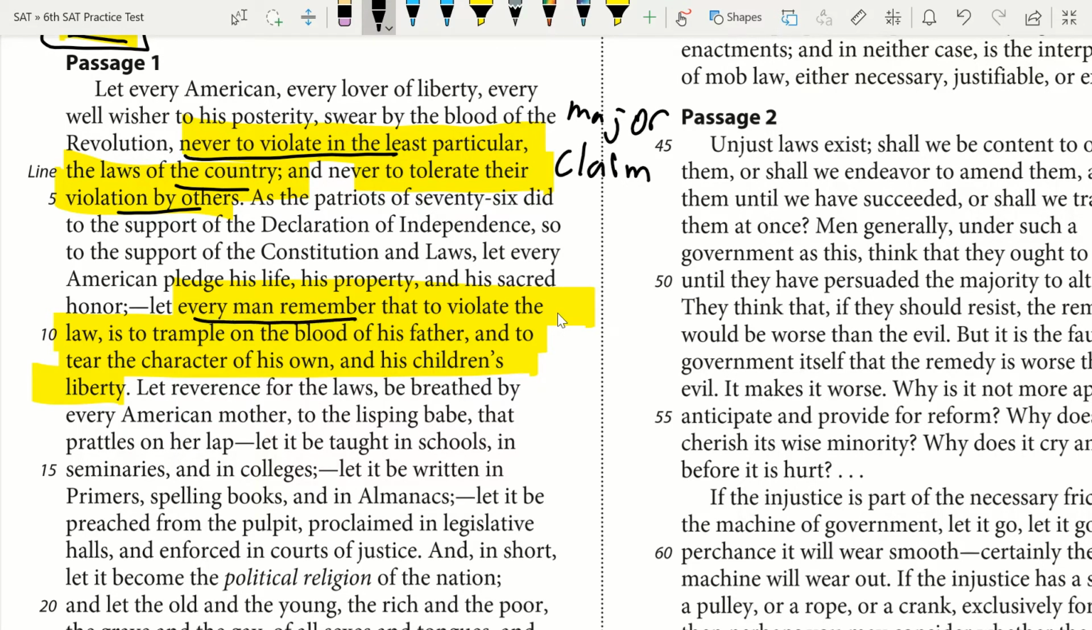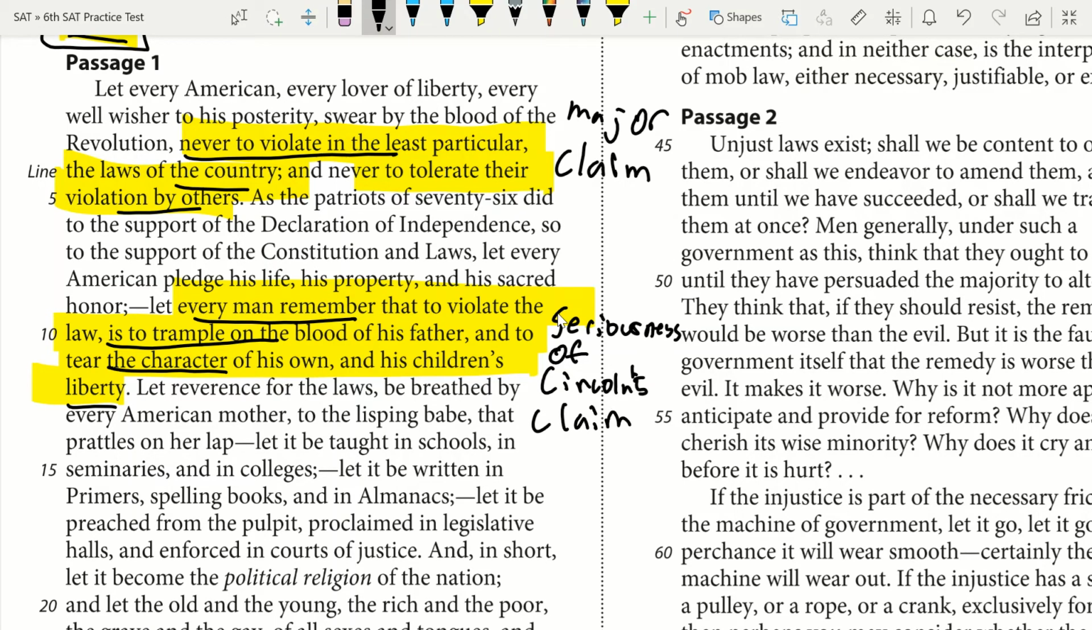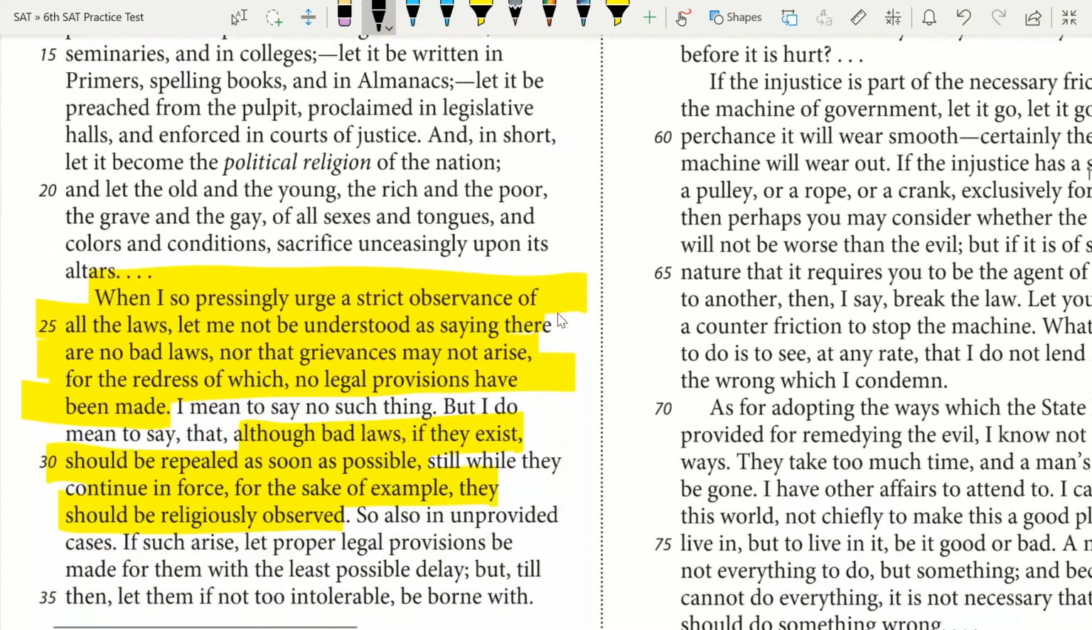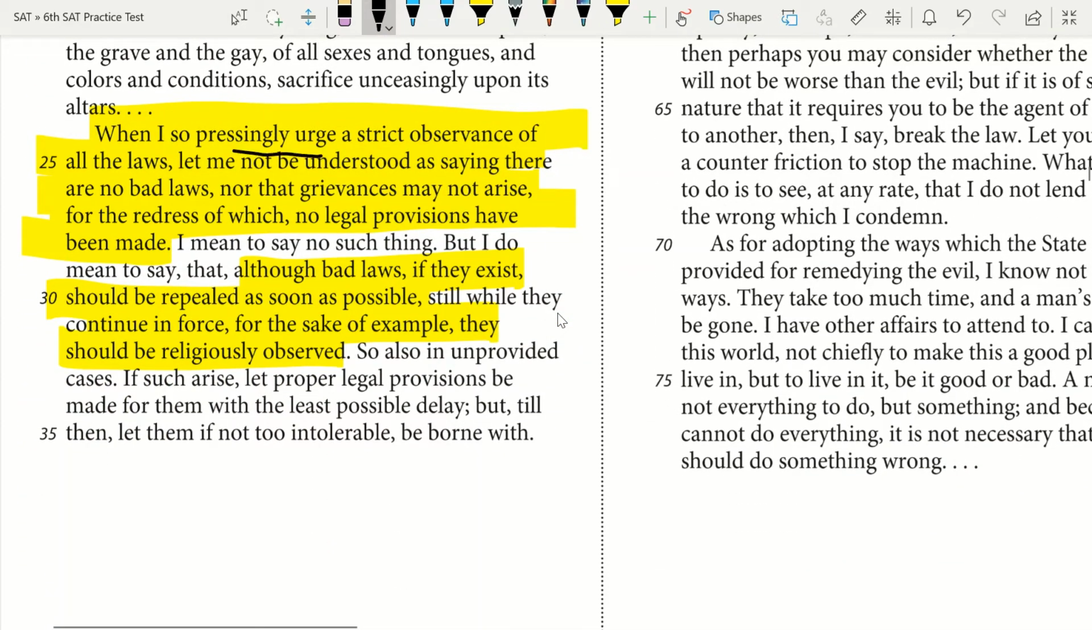Next thing, we had: let every man remember that to violate the laws is to trample on the blood of his father and to tear the character of his own and his children's liberty. Why did I highlight this? Well, this is really showing the seriousness or the weight behind Lincoln's argument in his mind. He's saying that if you disobey these laws, then you're trampling on the blood of your fathers, the founding fathers that really made this country, as well as your children's liberty. So he's really serious about making sure that you're obeying those laws. That really showed me the seriousness of it. Next thing I highlighted was him pressingly urging a strict observance of laws, so he's once again showing that seriousness.